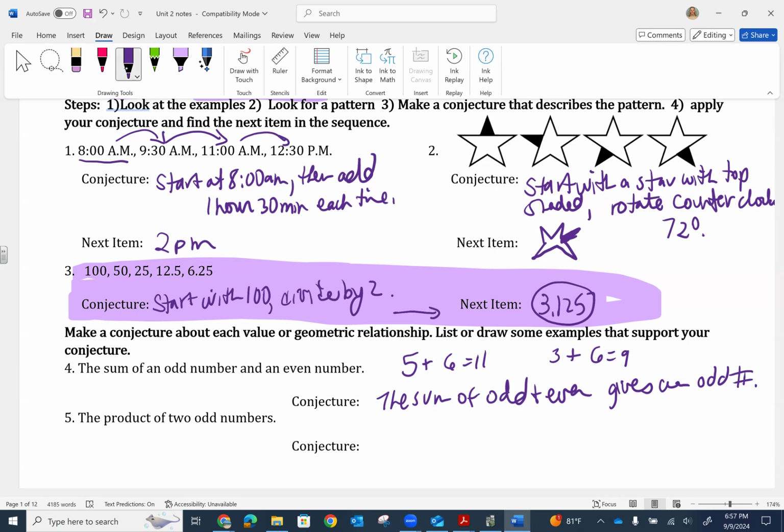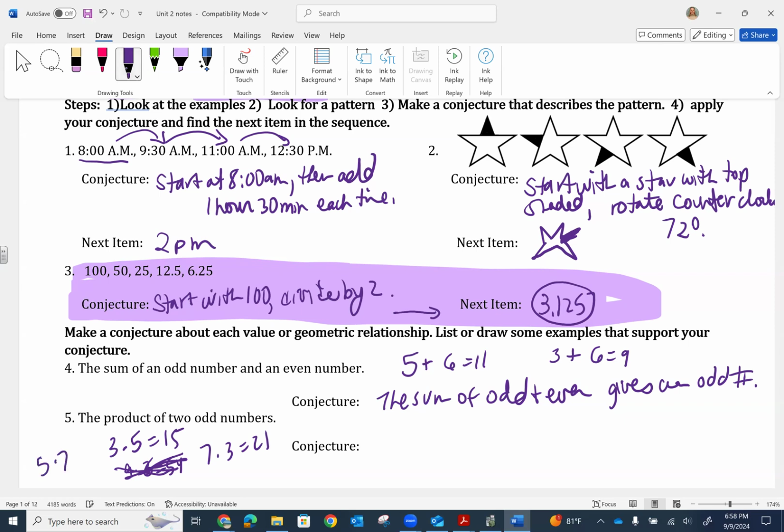The product of 2 odd numbers. You take 3 times 5. You get 15. What about 7 times 3? 21. 9 times 3. 9 times 6. 54. Oh, I was like, why is that different? Where's the odd number? 6 is not an odd number. I'm like, what's happening here with math? Did I multiply it wrong? No, I just wrote down not two odd numbers.